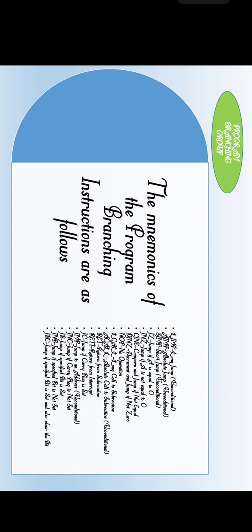absolute jump, short jump. LJMP stands for long jump. AJMP stands for absolute jump. SJMP stands for short jump. JZ stands for jump to A if it is equal to 0. JNZ stands for jump to A if it is not equal to 0. CJNE, compare and jump if not equal. DJNZ, decrement and jump if not 0. NOP stands for no operation.